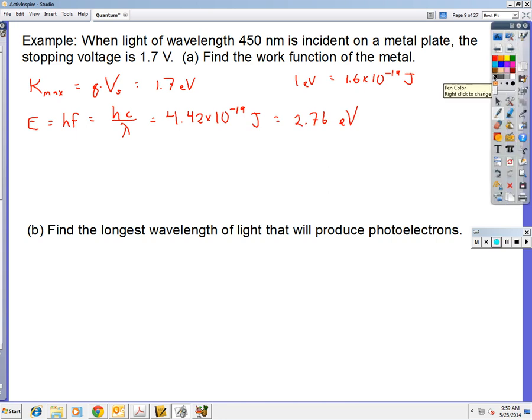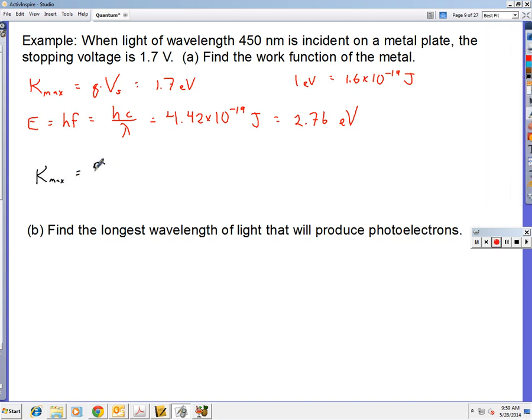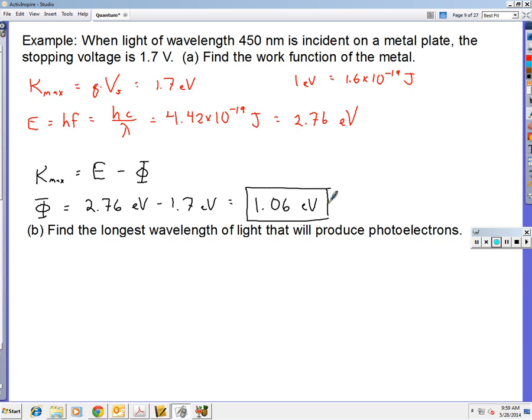And now we only have one more step. Remember, the maximum kinetic energy equals the energy of the photon minus the work function. So the work function equals the difference between E and Kmax, which is 2.76 electron volts minus 1.7 electron volts. And we find that the work function of this particular metal is 1.06 eV. And that is fairly typical of the examples that you'll see related to this.